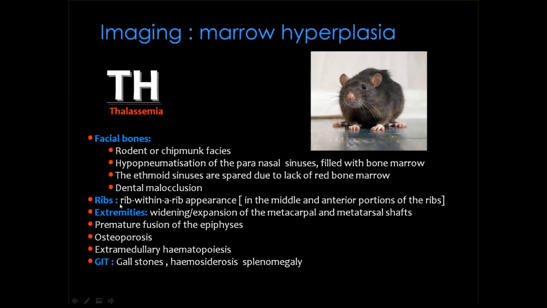In the ribs, you have this phenomenon which appears on the X-ray and is known as the rib within a rib appearance, and it is also due to bone marrow hyperplasia. In the extremities, you get widening and expansion of the metacarpals and the metatarsals. You get premature fusion of the epiphyses, osteoporosis, and signs of extramedullary hematopoiesis. In the GI tract, you may have gallstones, hemosiderosis in the liver, and splenomegaly.